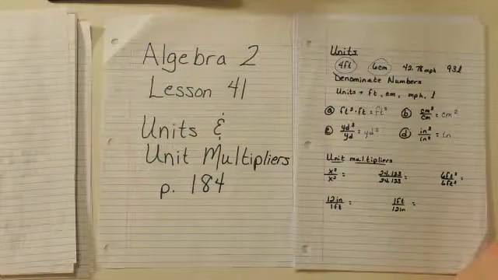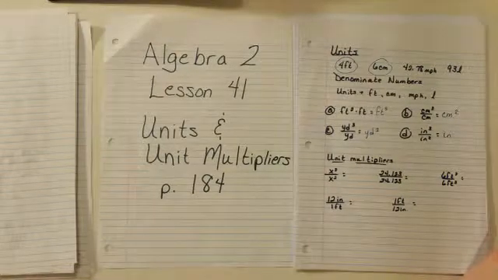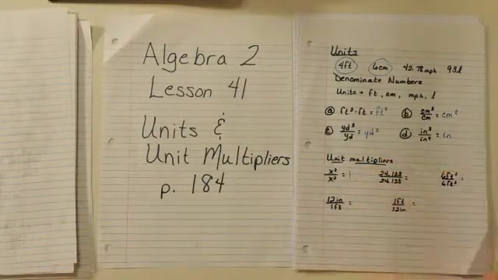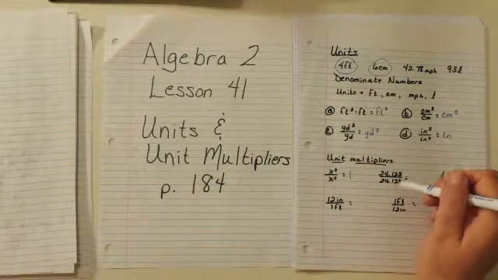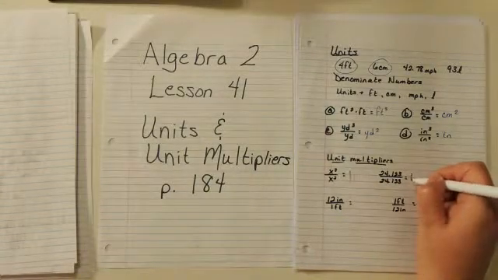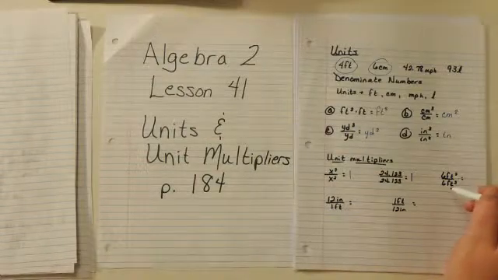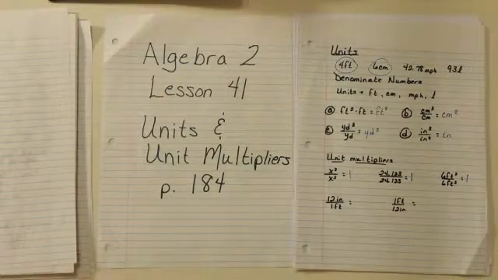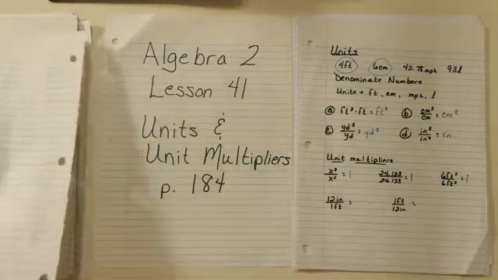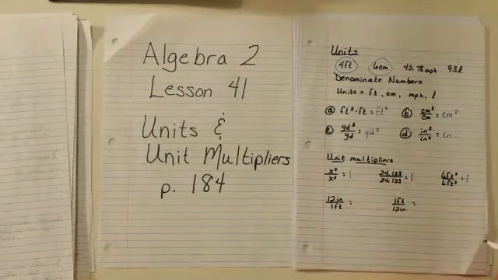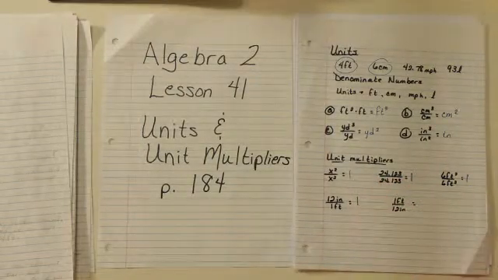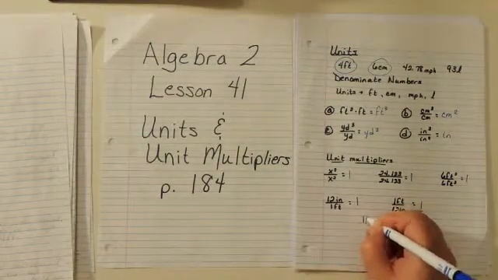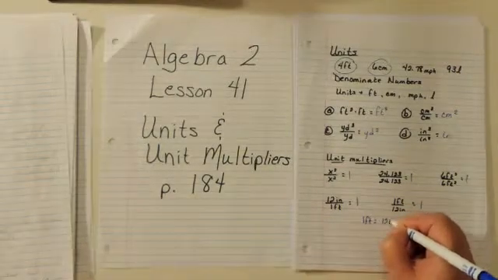Unit multipliers. Any non-zero number divided by itself equals 1. So x squared divided by x squared equals 1. 24.123 divided by 24.123 equals 1. 6 feet squared divided by 6 feet squared equals 1. We know that there are 12 inches in a foot. So 12 inches divided by 1 foot equals 1. And 1 foot divided by 12 inches equals 1, because 1 foot equals 12 inches, right?